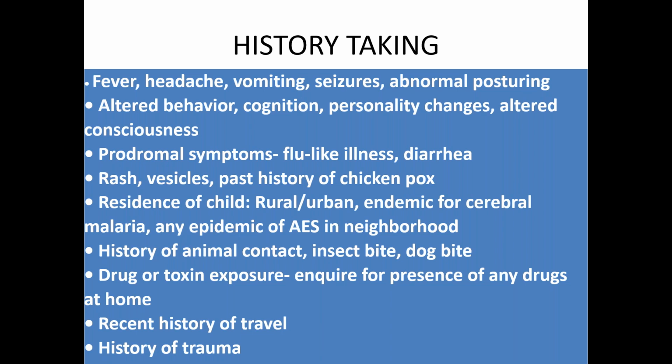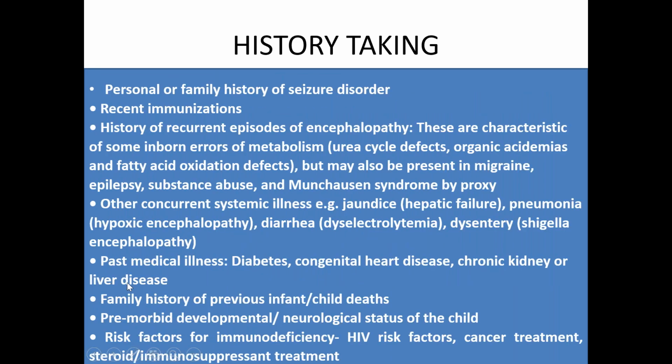Another important thing to ask is where the child resides. Whether there are mosquitoes in the vicinity, whether there is a local outbreak of AES in the vicinity. Obviously, we have to ask about any animal contact like dog bite, rabies, any insect bite, any arthropod bite basically. We know there are other alternate causes like drug and toxin exposure which can cause this. Any history of recent travel and history of trauma can precipitate it.